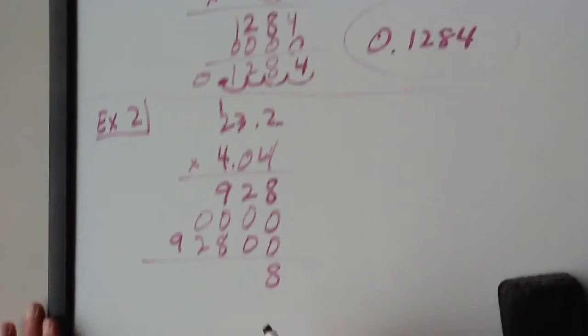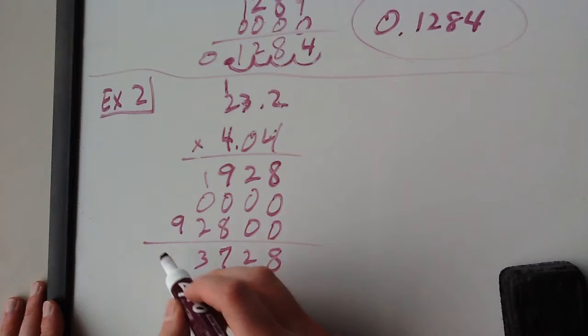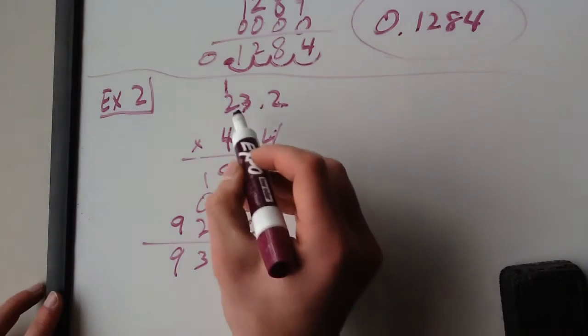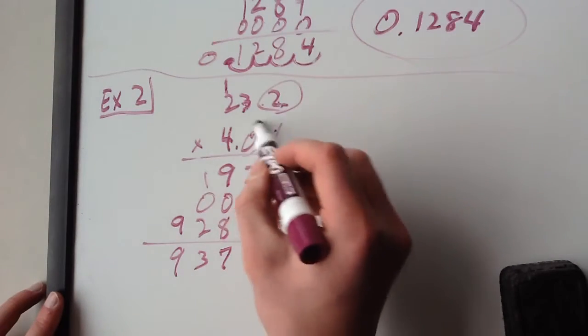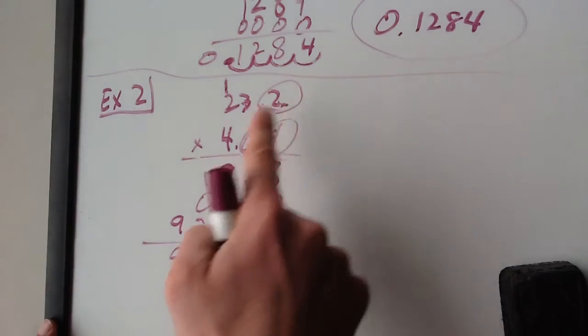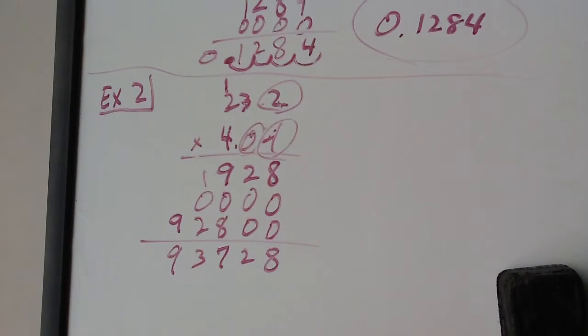Add, I get 8. 2, 7, carry the 1, 3, 9. 9, 3, 7, 2, 8. Where does my decimal go? Well, how many digits do I have after the decimal point? Well, in this number I have 1, and this number I have 1, 2. So in both numbers I have 1, 2, 3 digits after the decimal point. So in my answer right here, there should be 3 digits after the decimal point.